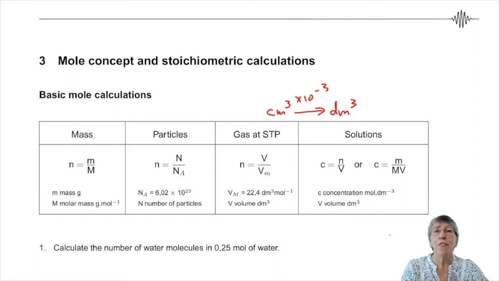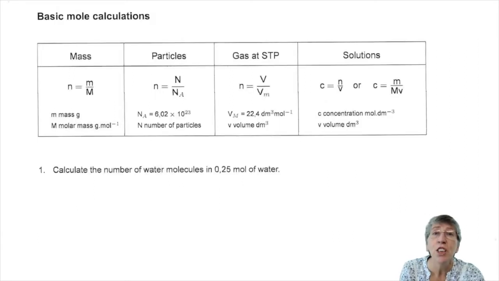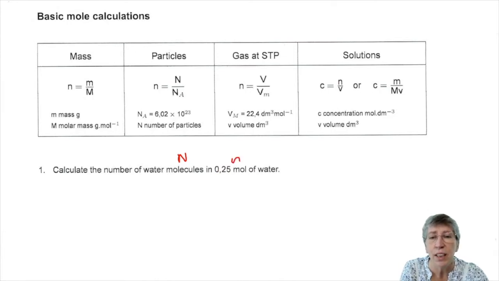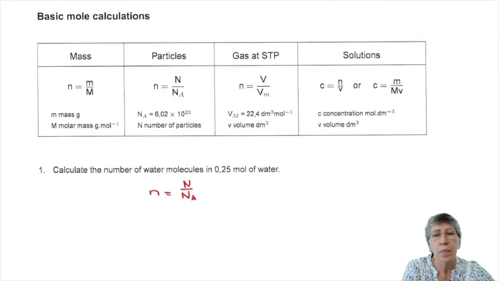Now, let's look at the first question. In the first question, they're asking us for the number of water molecules. So they are asking us for the big N that we use for the number of particles. They gave us the mole. For that, we've got n, and then you know it's water. Now, the only equation that's going to help you with that is N divided by Na. And then you just have to substitute.